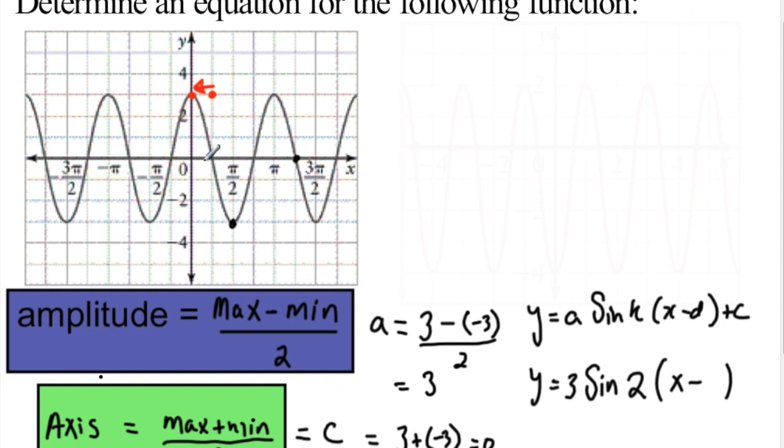Now since this is the y-axis, it's been shifted from pi over 4 back to 0. So it's been shifted to the left by pi over 4. So that is our shift. So I'm going to put, it's shifted to the left, so it's a positive in here, by pi over 4. And that is our equation of this particular function.